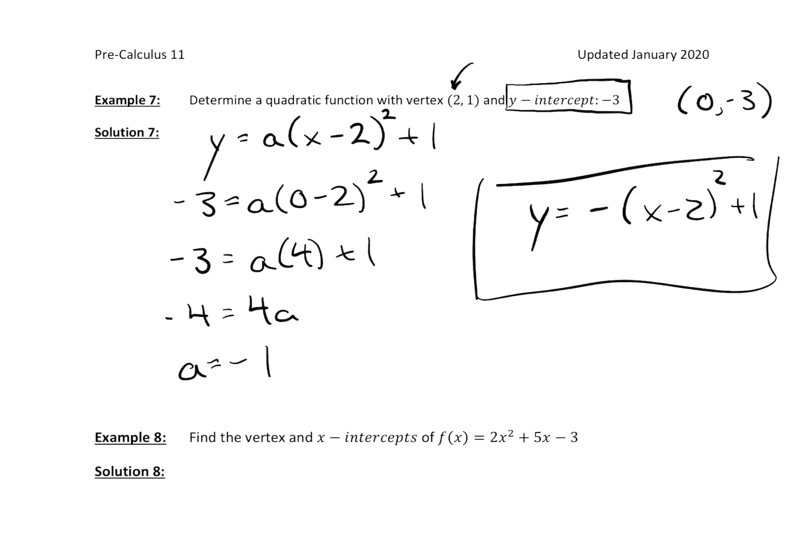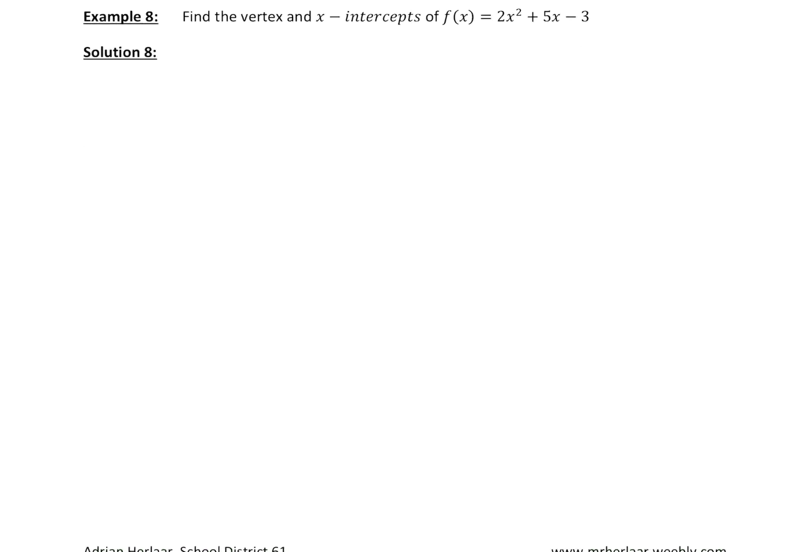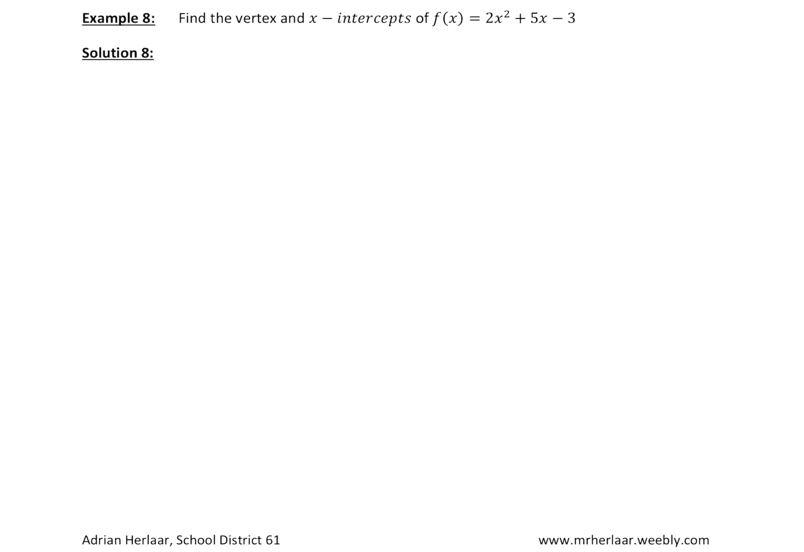Find the vertex and the x-intercepts. So we got a couple things we're trying to achieve. Let's do the vertex first. We have to complete the square. So to find the vertex, we have 2x squared plus 5x minus 3.